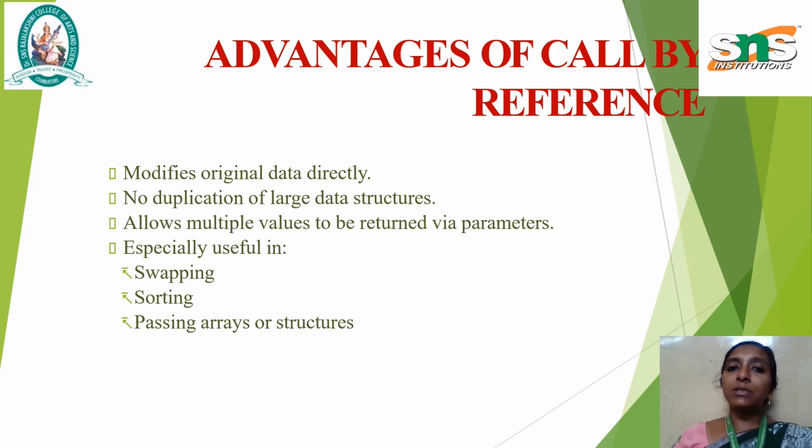It allows multiple values to be returned through the parameters. It is especially useful in swapping, sorting, and passing an array or structure. Swapping means taking two numbers and interchanging them. Sorting means we can arrange the numbers in a particular order. Passing an array or structure means providing multiple values of the same data type.